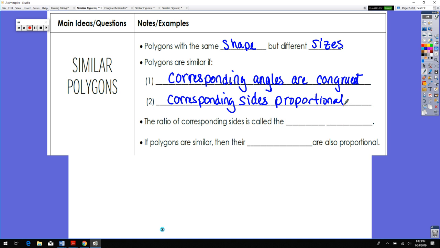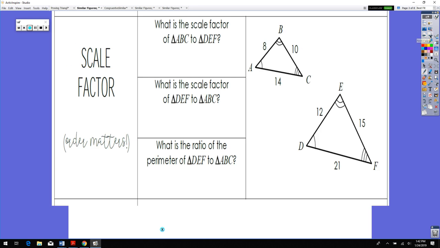So the ratio of the corresponding sides is called the scale factor. We've done scale factor. We've set it up many different ways. We've used it different ways. If polygons are similar, then their perimeters, meaning add up all the sides, are going to be also proportional. So let's go ahead and take a look at the scale factor.